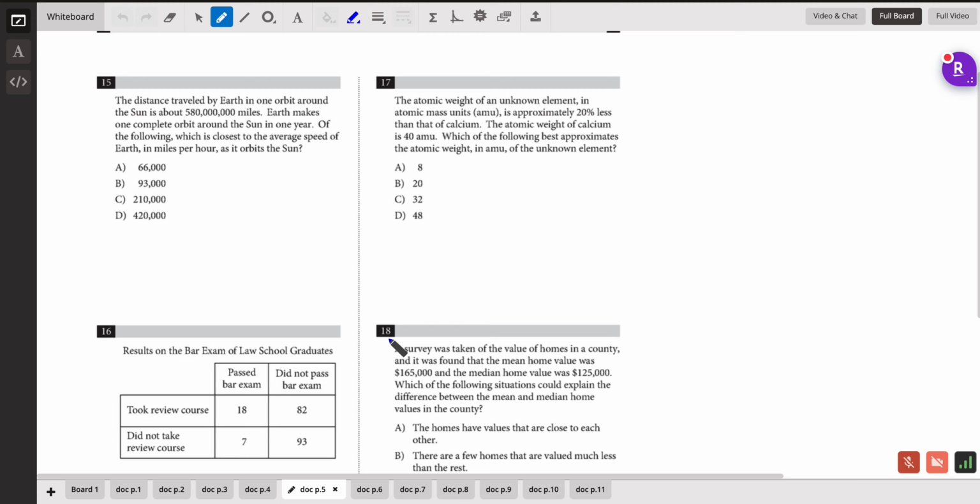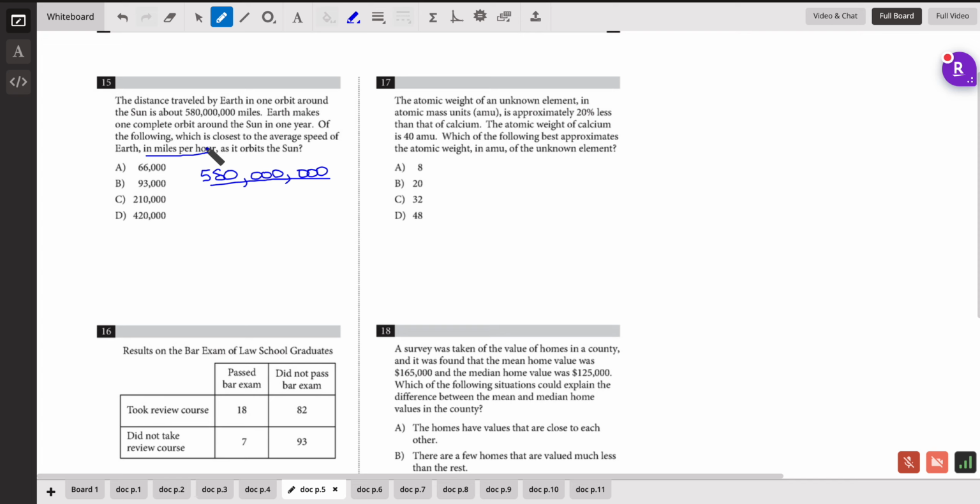All right, number 15. The distance traveled by Earth in one orbit around the sun is 580 million miles. Earth makes one complete orbit around the sun in 1 year. Of the following, what is the closest of the average speed of Earth in miles per hour as it orbits the sun? Okay, so we know that it goes 580 million miles in 1 year.